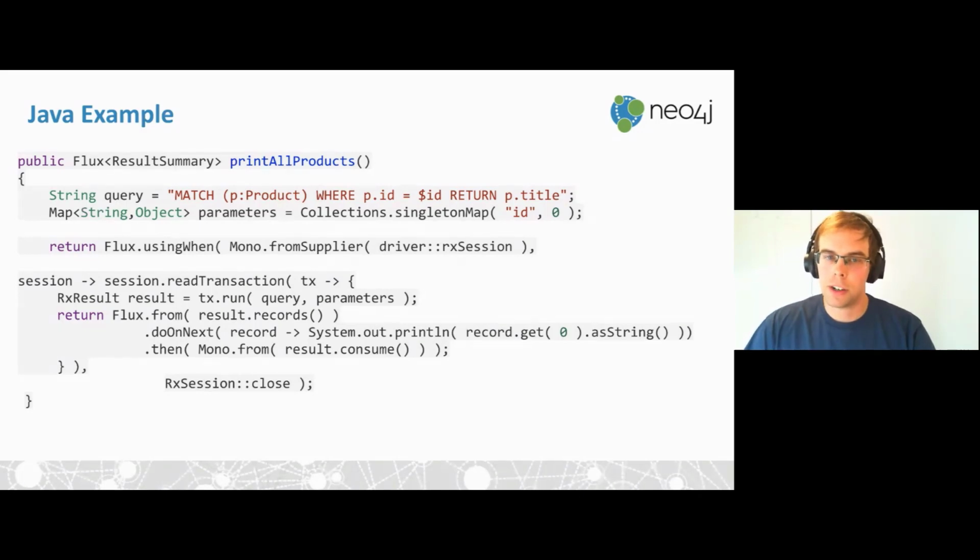API we've got this usingWhen construct, which allows us to basically automatically create these sessions for us. So you can still read it as: I want to create a new session, a reactive session, and in our session do the read transaction and pass in the transaction function, run the query against the database again, and now build a new publisher result from the records of that query. And in this case also we're printing out the results to the terminal. And then finally consuming and closing the session once we're finished executing.